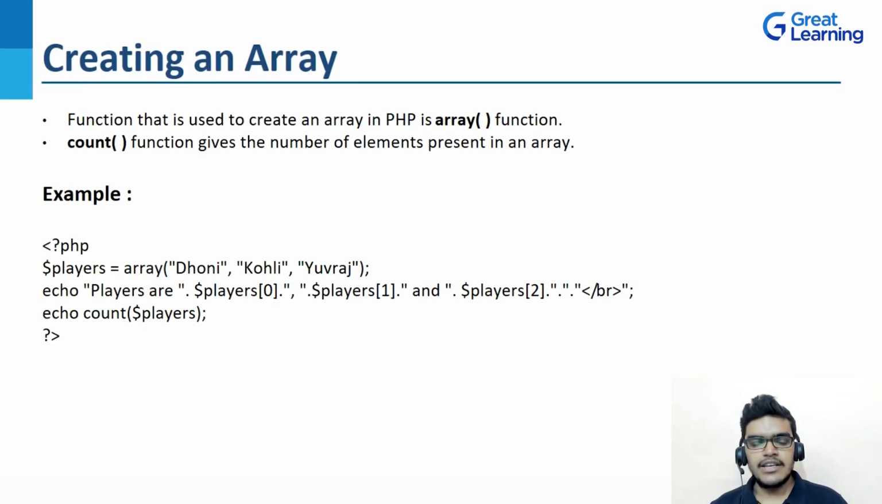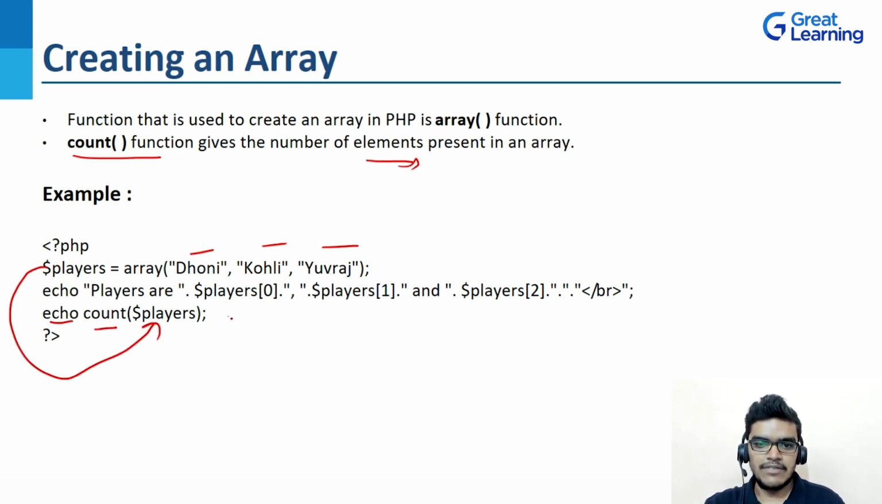So after index array, now let's see associative array, right? But before moving to associative array, here we are having the count function, right? The count function will give you the number of elements that are present in an array. So here you can see that we are having 3 string values. As I told you, the count function gives the number of elements, so here the number of elements is 3. So if I write echo count, and inside that I write the variable, then it will give me my output as 3, right?